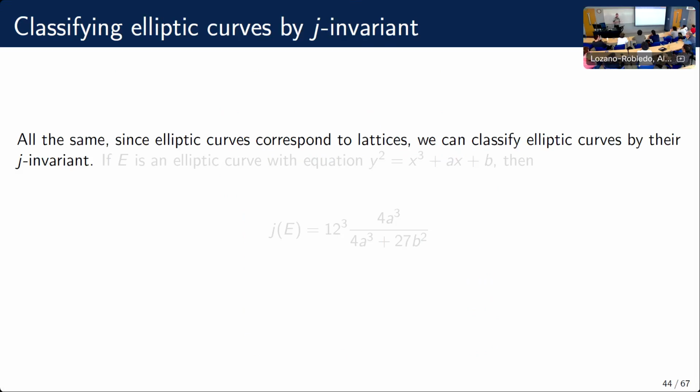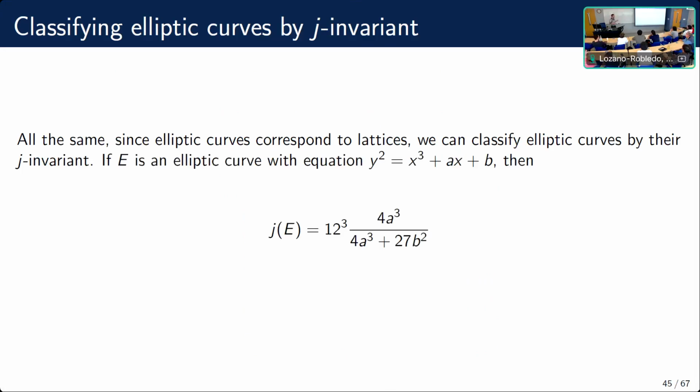Elliptic curves are the same as lattices. So if a lattice has a J-invariant, then the elliptic curve has a J-invariant also. And there's a pretty nice formula for that, a little bit simpler. If you happen to know that your elliptic curve has some equation, like this Weierstrass equation, then the J-invariant of that elliptic curve is just this rational function of the coefficients. Great.